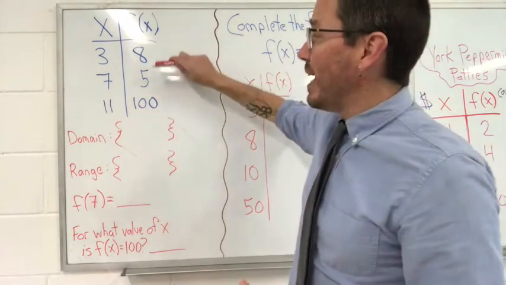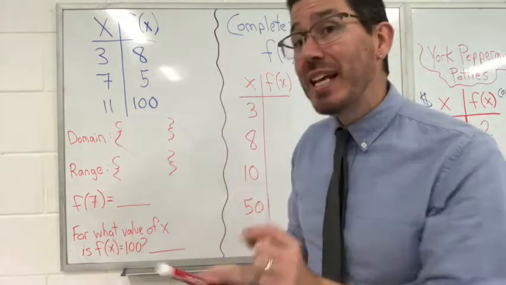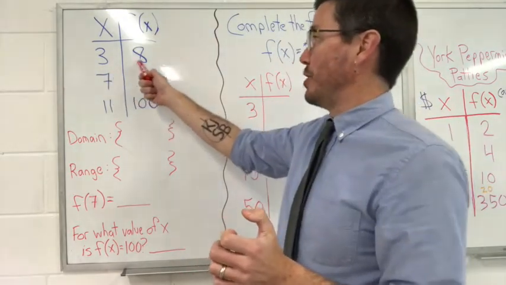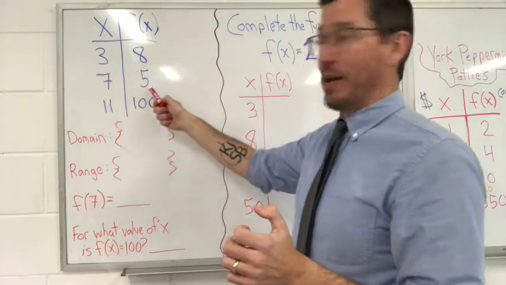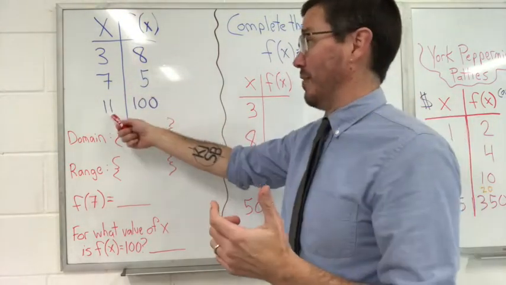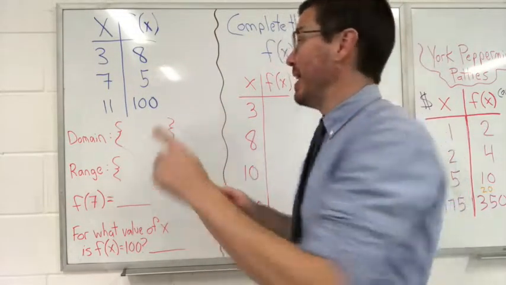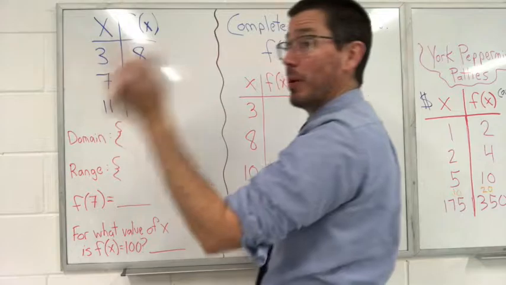Here's a simple input-output chart. What you'll notice immediately is there's no rule. It doesn't make any sense. It's not like $3 buys you 8 somethings, but $7 will buy you 5 somethings. That's not realistic. And then all of a sudden $11 buys you 100 somethings. It makes no sense, all right? They don't have to make sense. It still has a domain and a range, an input and an output.